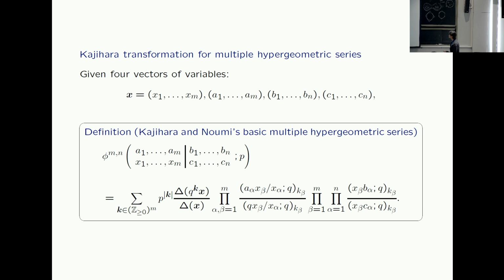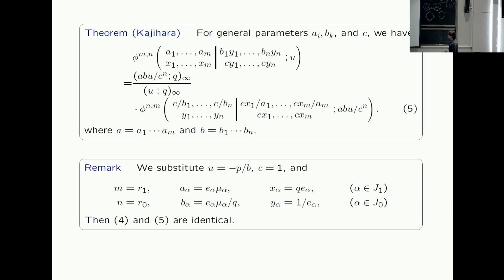And finally, I want to introduce some multiple hypergeometric series. So this is the definition of Kajihara-Noumi's basic multiple hypergeometric series. Then Kajihara shows this transformation formula. And we remark that after some substitution, our theorem reproves this transformation formula. More precisely, this transformation formula is equivalent or identical to our transformation formula.